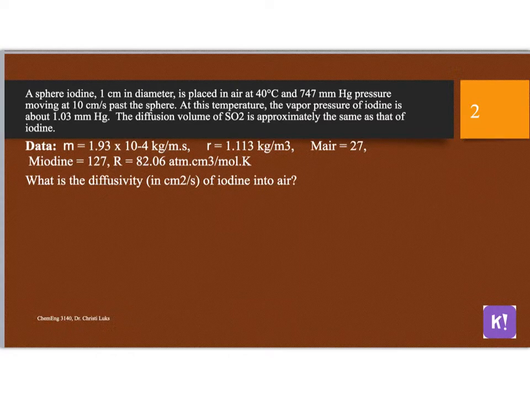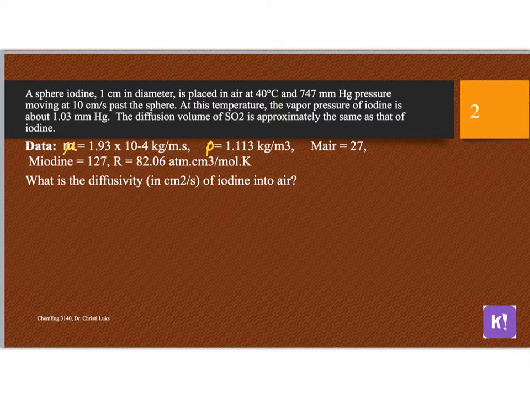And then we have some data, and unfortunately my formatting got lost when I brought it into my app here. So the viscosity is 1.93 times 10 to the minus 4th kilograms per meter per second. The density is 1.113 kilograms per cubic meter. The molecular weight of air is 27, and the molecular weight of iodine is 127. And a gas constant that is convenient in this case is R equals 82.06 atmospheres times centimeter cubed per mole Kelvin.